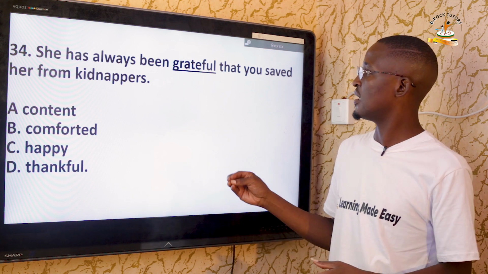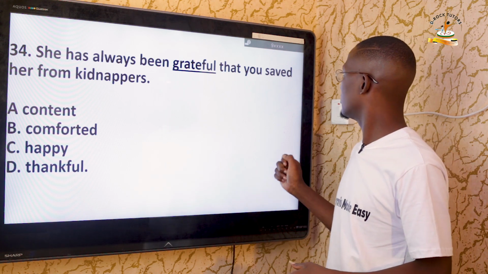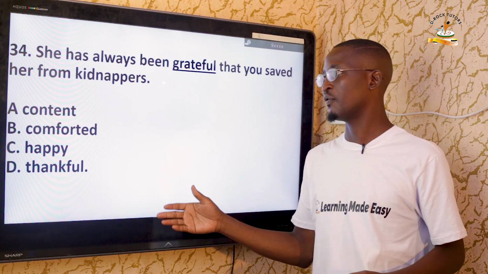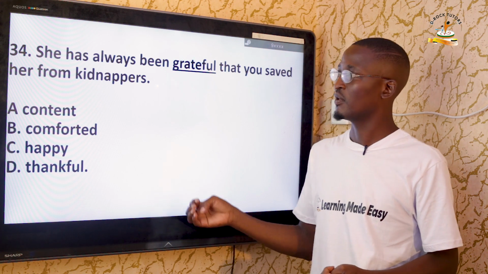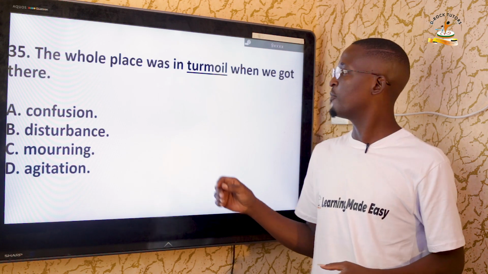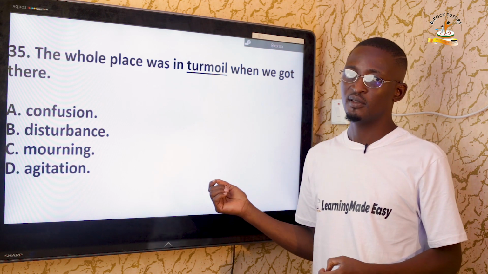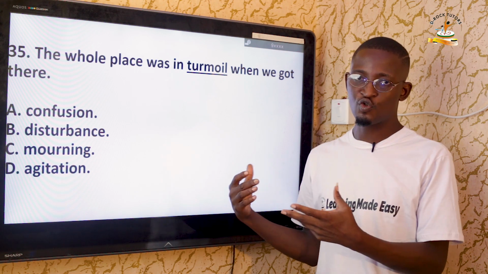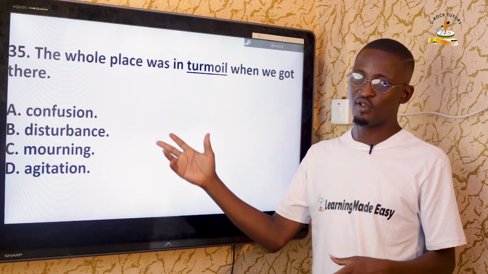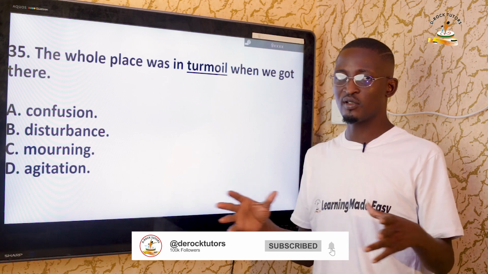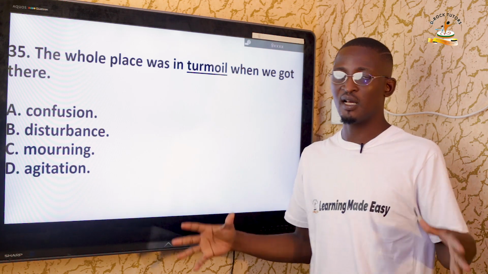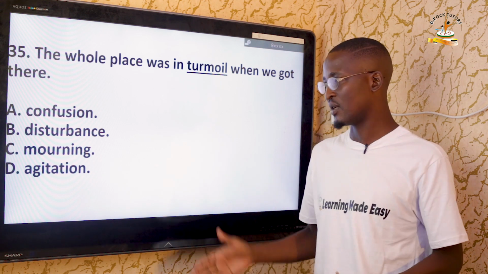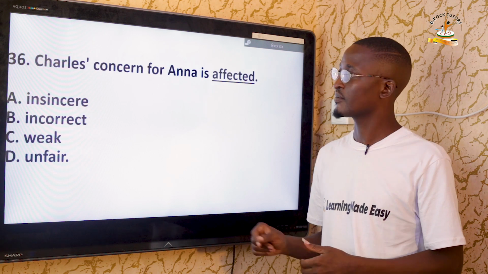34. She has always been grateful that you saved her from kidnappers. Grateful. That is thankful. 35. The whole place was in turmoil when we got there. Turmoil or tumult means confusion. When things are in disarray, you cannot really figure out what is happening. So that is confusion.